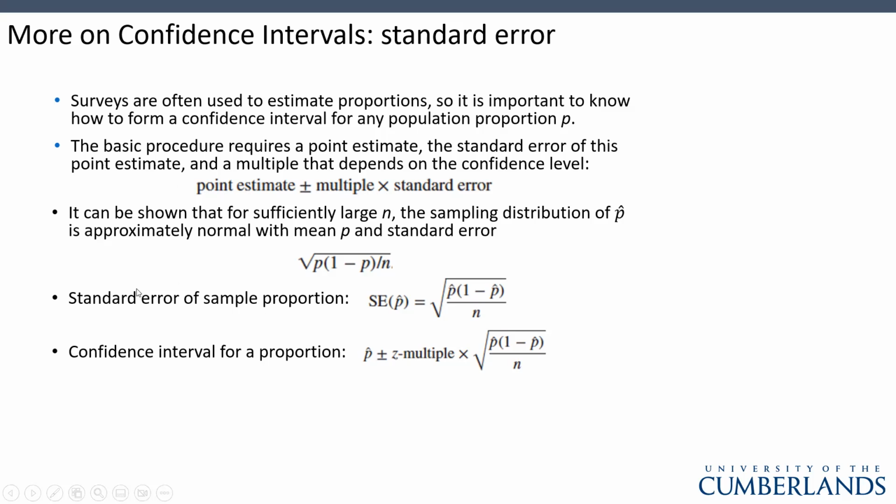And also it can be shown that for sufficiently large N, the sampling distribution of P is approximately normal with P and the standard error, as you can see right here. This is a standard error of sample proportion and the confidence interval for a proportion here.